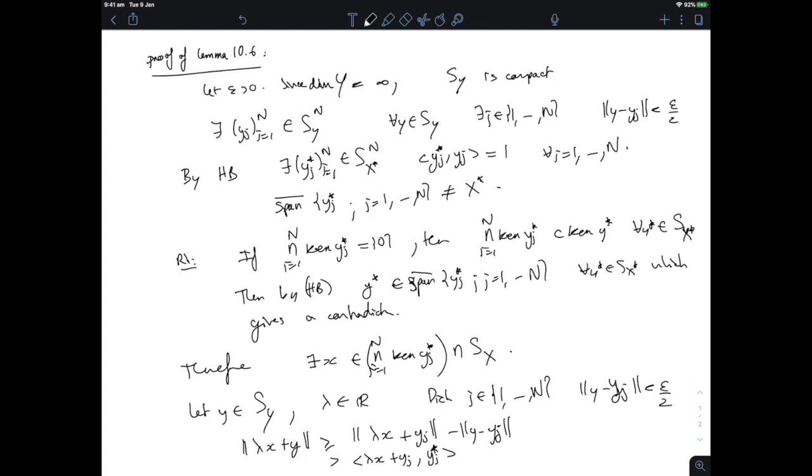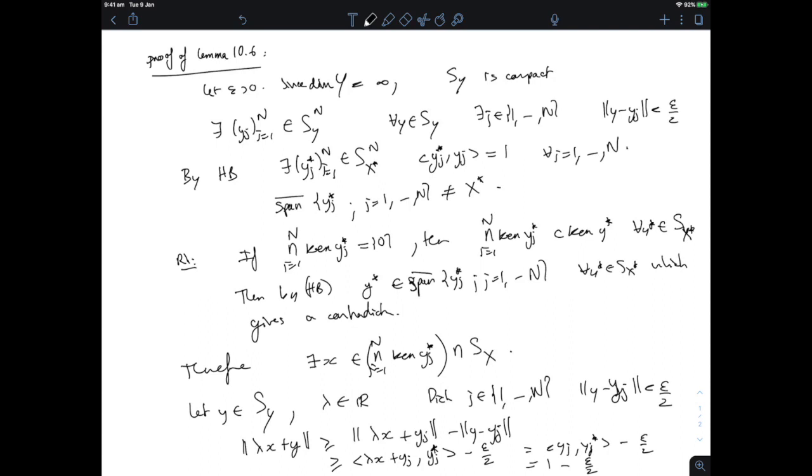And then this y minus yj is at worst epsilon over 2. So I have this inequality. And now you have to remember that x is in the kernel of all the yj star. So lambda x times yj star, or duality product with yj star, is 0. So what we get here is yj tested on yj star minus epsilon over 2, and this has been designed to be 1. So we get that this is greater or equal to 1 minus epsilon over 2.